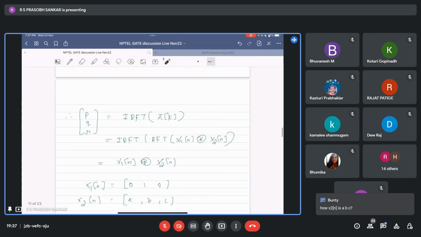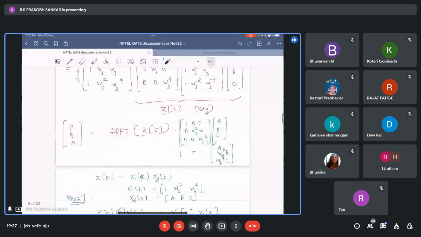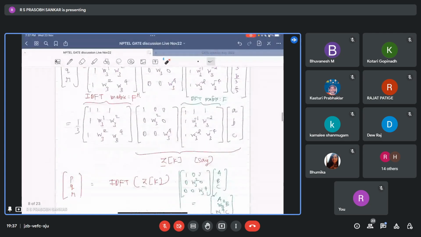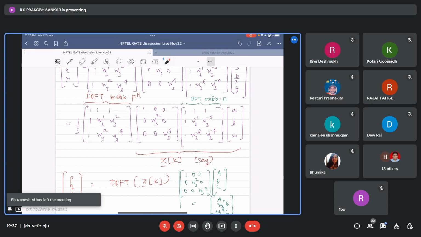How is x2 ABC? Yeah. So what I want to compute is this. Z of k is some matrix times some other matrix times ABC. Now this is the DFT matrix. This is the sequence in the time domain given in the question. So what I'm trying to see is whether I can write this also as a DFT of some other signal. If I can do that, then that means multiplication in the frequency domain. That's it.